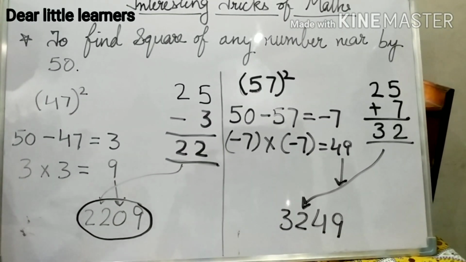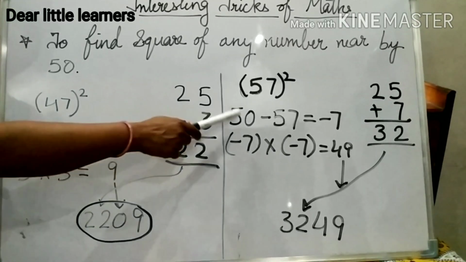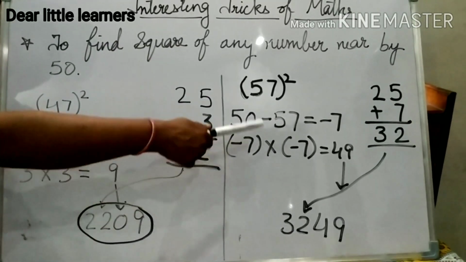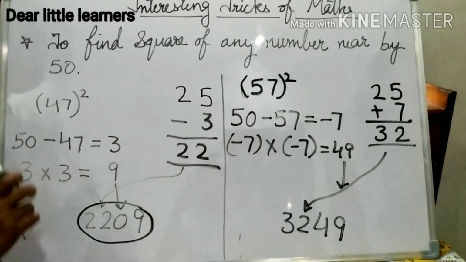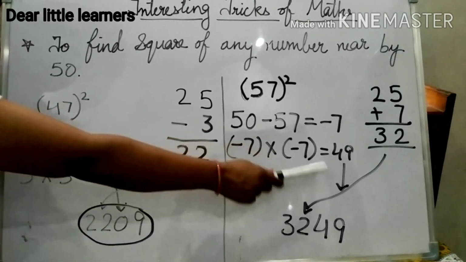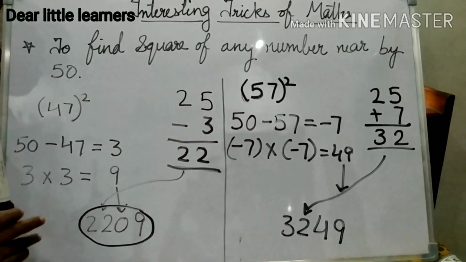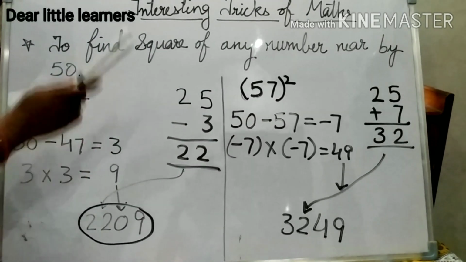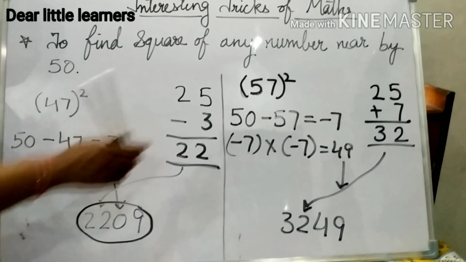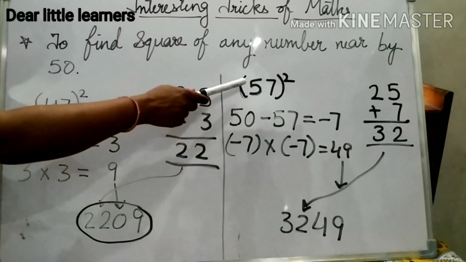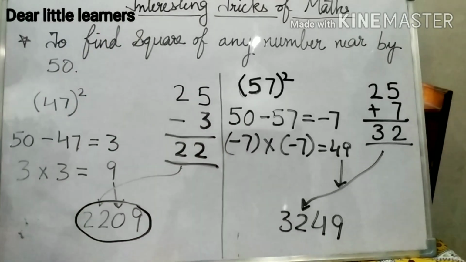If you have confusion, I can explain again. First, what we have done, we have subtracted 57 from 50. So we have got minus 7. Now we have to find the square of minus 7, that is 49. So this 49 we have written at the side, and 7, because it is greater than 50, it becomes 57. So that 7 we have to add with 25, we have got 32, and 32 we will write here. So that means 3249 is the square of 57.